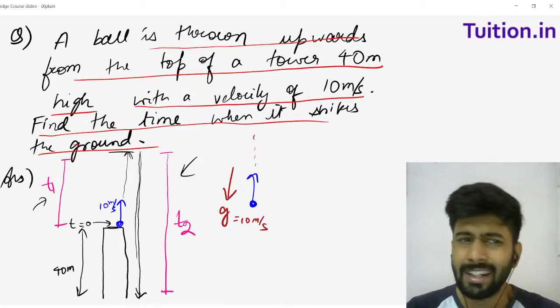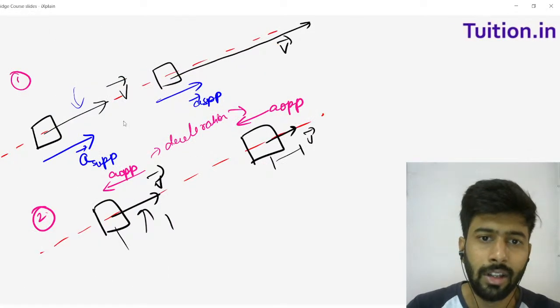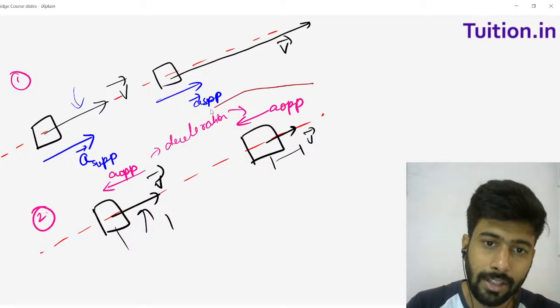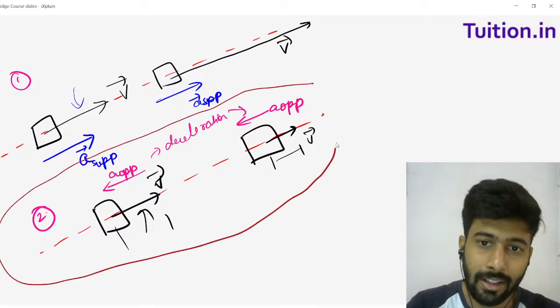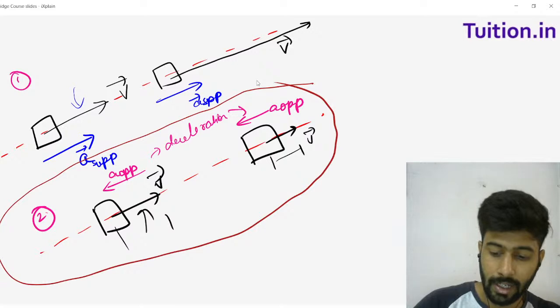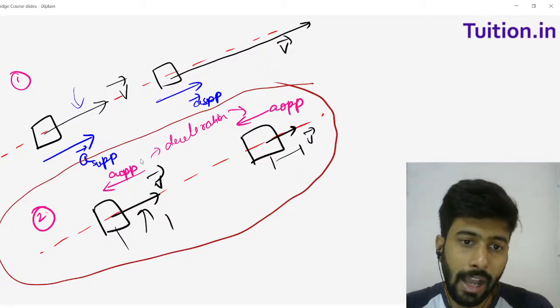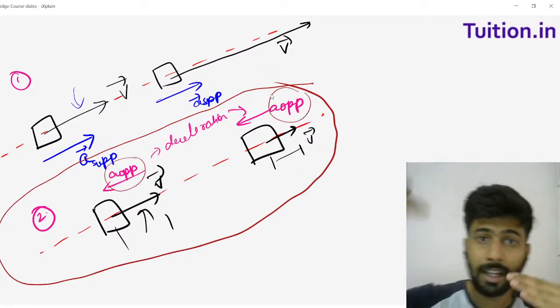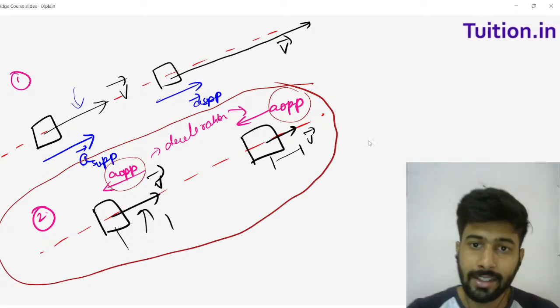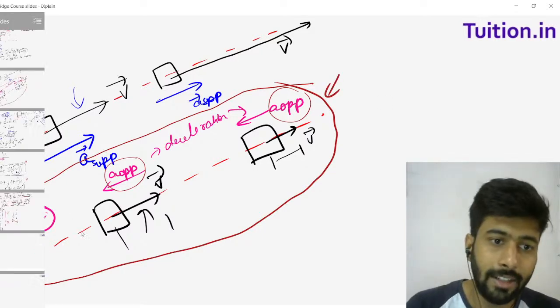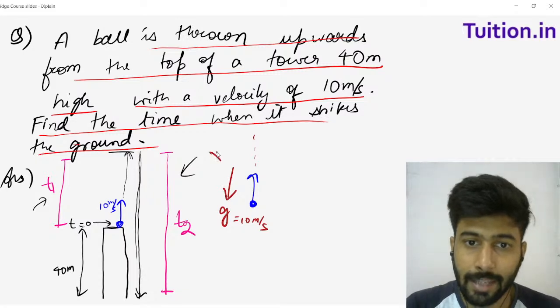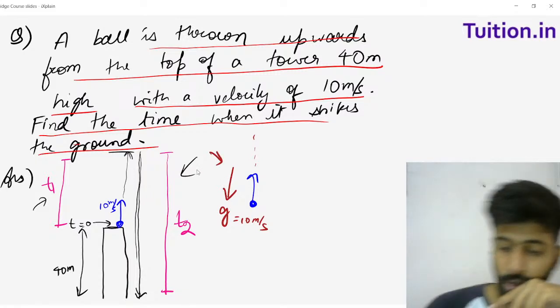Okay, so doesn't this motion look similar to this, where an object is moving along a straight line and you have an acceleration which is opposing that motion continuously? Isn't this and this the same thing? Yes or no?